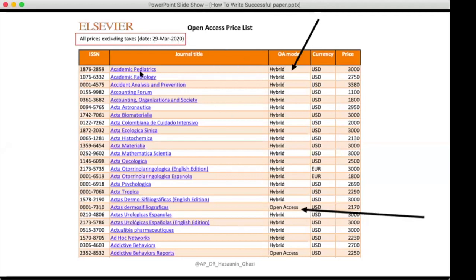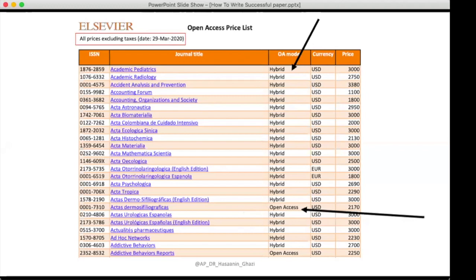So when you see the journals, beside each one they put the model. It is either hybrid or open access. For hybrid, they will put the OA fee, which is 3,000. For example, this one is open access only, so you cannot choose to have your paper closed access. If you choose this journal, you have to pay 2,170 USD to get your paper published.